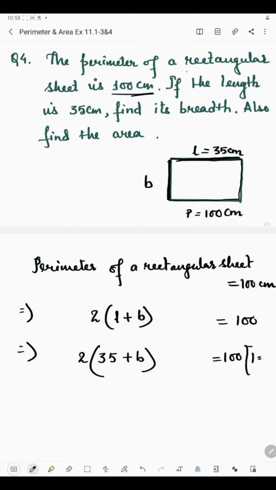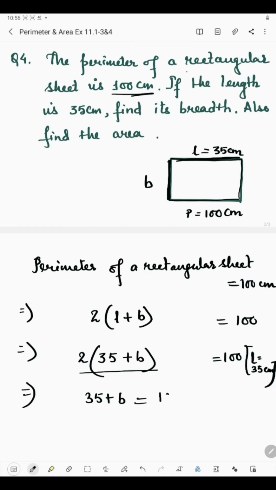Your length is 35 centimeter. Now how to solve this? Since 2 is outside of the bracket, at first we will just take out 2 from there. We'll just transpose 2 to right hand side and everything will remain same. So if you just remove 2 from there, then what will be there on the left hand side? 35 plus b. Now here we can see that 2 is multiplied by whole. That means it is given in multiplication form. So after going to another side, it will be division.